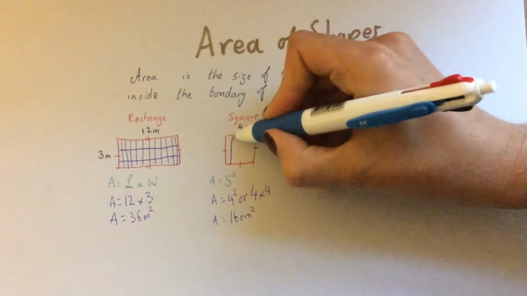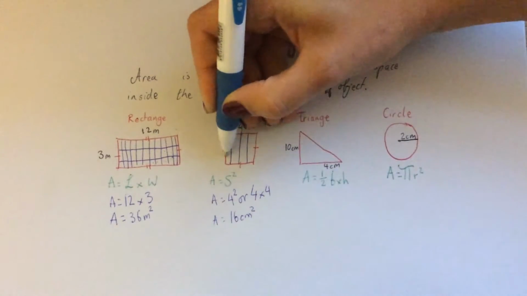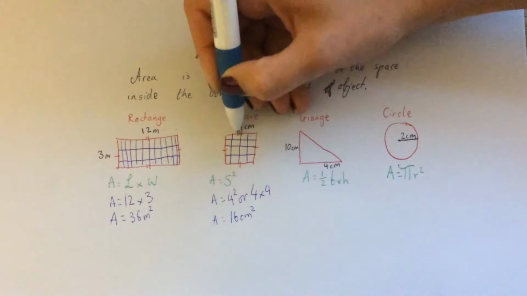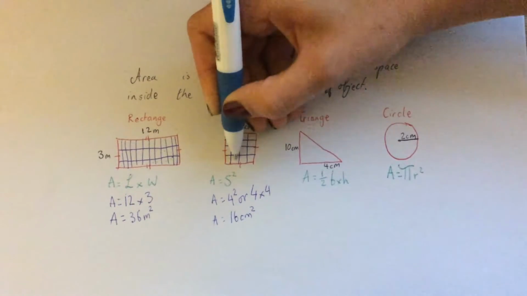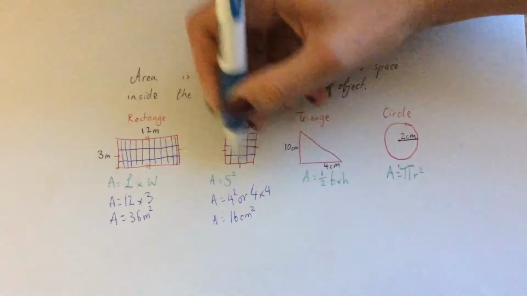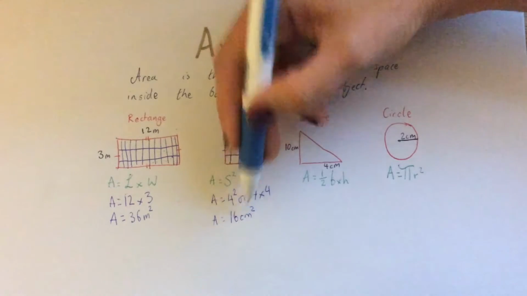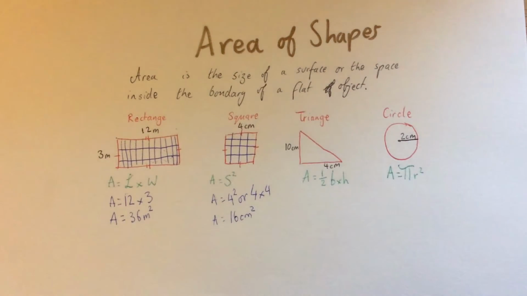And again, if we went like this, 1, 2, 3, 4, 1, 2, 3, 4, 5, 6, 7, 8, 9, 10, 11, 12, 13, 14, 15, 16. So there are 16 square centimeters inside this shape. Obviously it's not to scale.